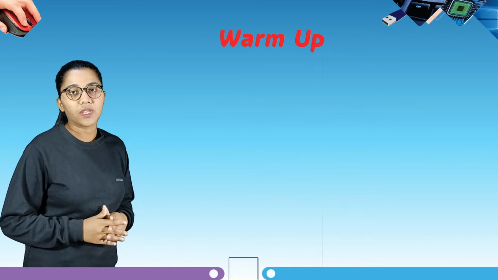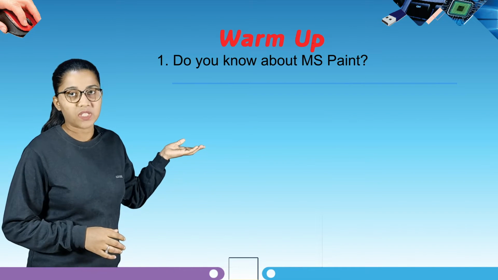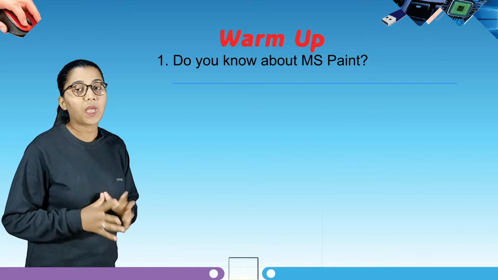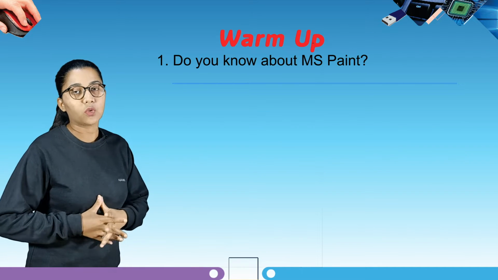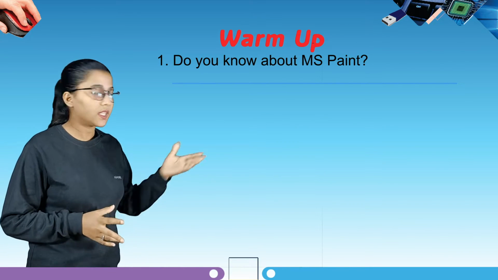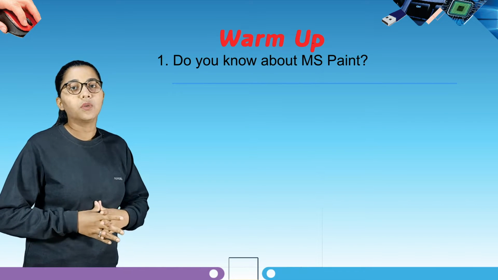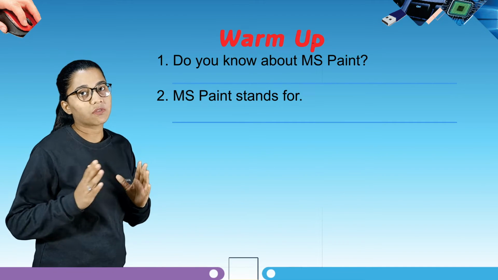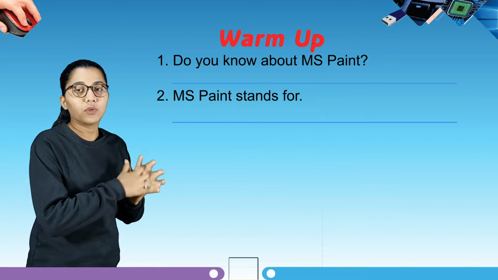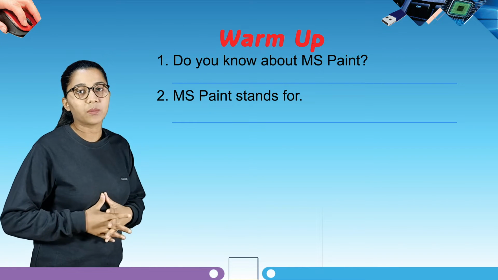Our question number 1 is, do you know about MS Paint? You have to write the answer of this question in the given blank. Now, MS Paint stands for. You have to write the full form of MS Paint in the given blank.